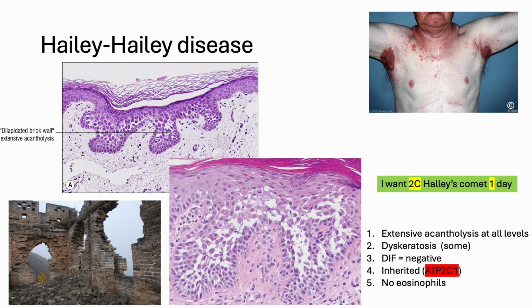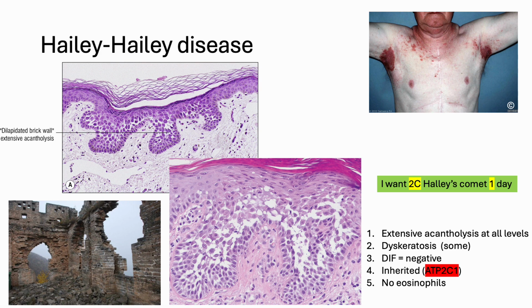Histologically, you can see there is a separation. It is a more extensive separation, resembling a dilapidated brick wall. So this is a picture of the Great Wall in China. Maybe it has a few hundred years of age, and it starts to separate apart, a dilapidated brick wall. Here is the higher magnification to show this extensive acantholysis at all the levels.